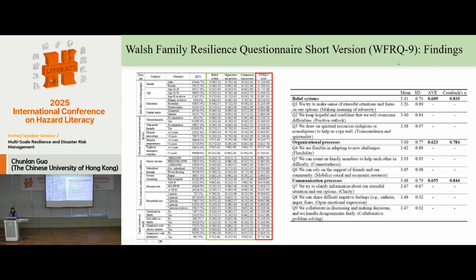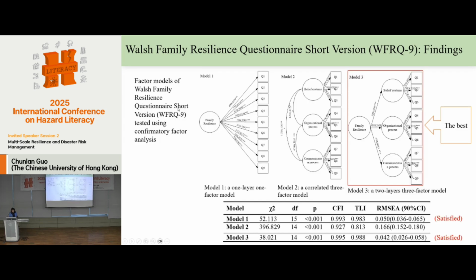We use WFRQ9. Yeah, there are only 9 items to measure the resilience, especially, which can be adopted in the disaster context. And here we give the result as well as the score of this SHOCK scale for the different groups of people. And also we used a factor analysis to confirm the structure. There are 3 models, and we found model 1, 1 layer and 1 factor, and model 3, 2 layer and 3 factor, are satisfied, but model 3, 2 layer and 3 factor, is the best.